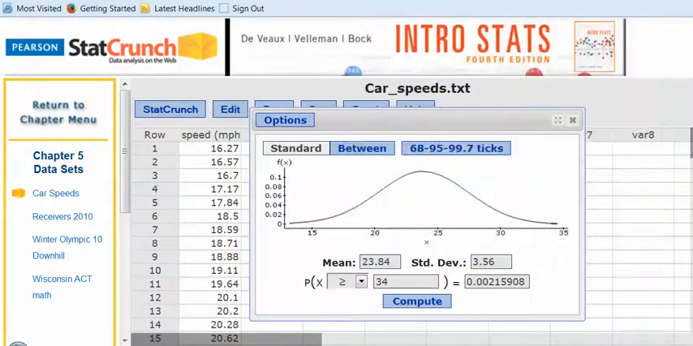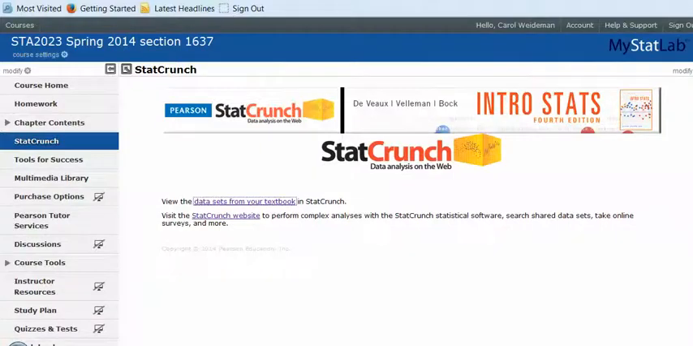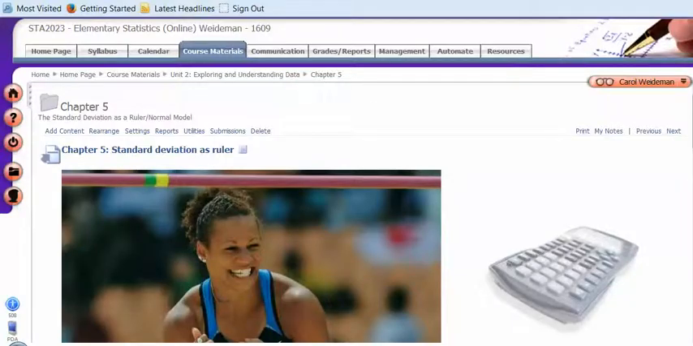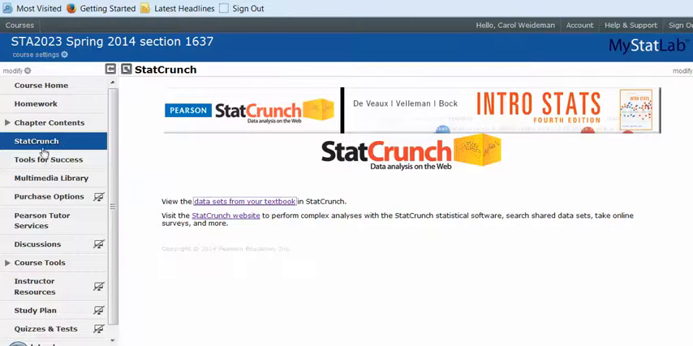Okay, let's go back to the ebook. If I can get over there, I seem to have lost my ebook here. Alright, let me pull it up again. I'm not sure what happened to my book. Alright, so let's go back.